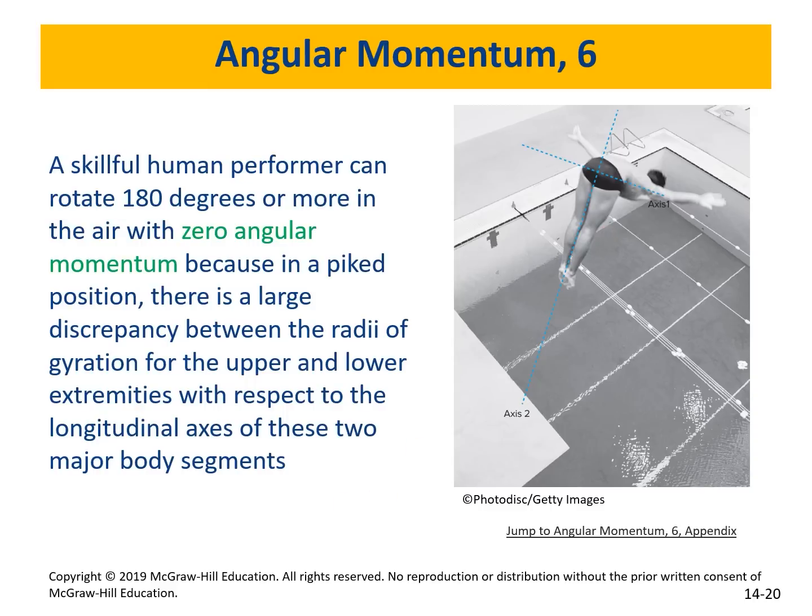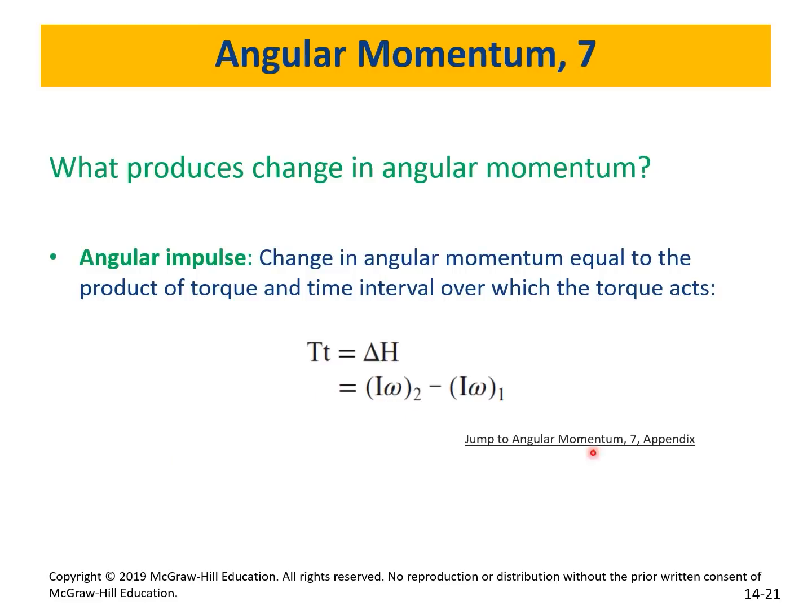Okay, so that's this. Now, what produces change in angular momentum? So we said angular momentum is conserved. So what can change this? The only thing that can change the angular momentum is actually the product of the torque and the time interval. And that's called angular impulse.